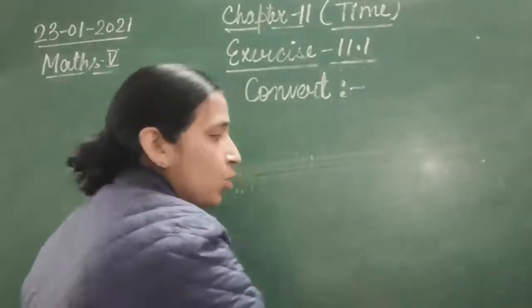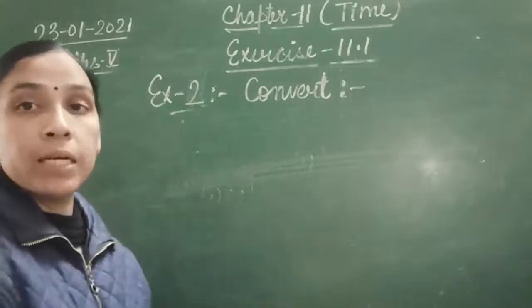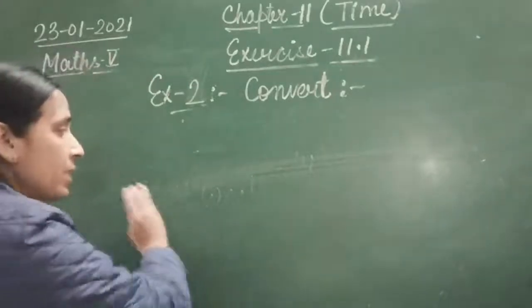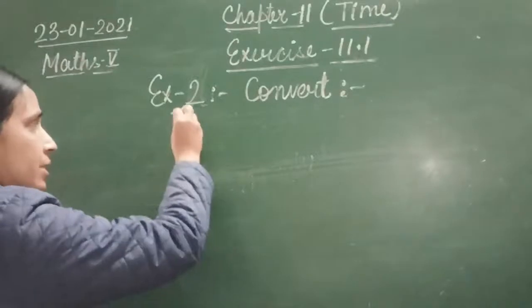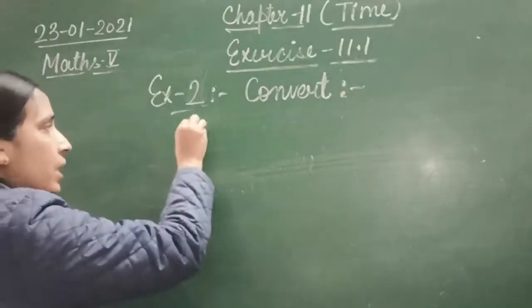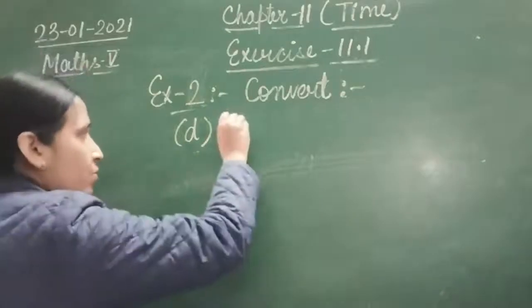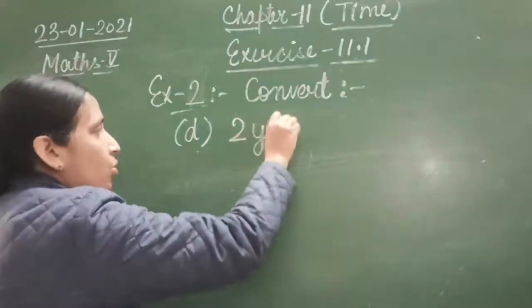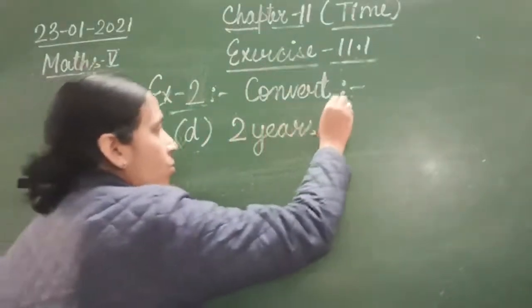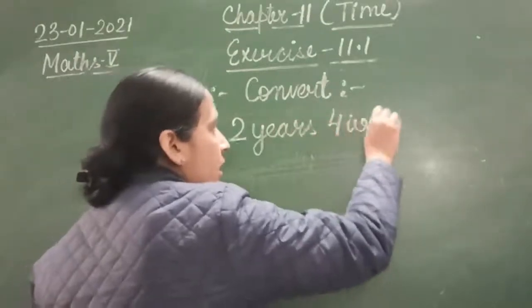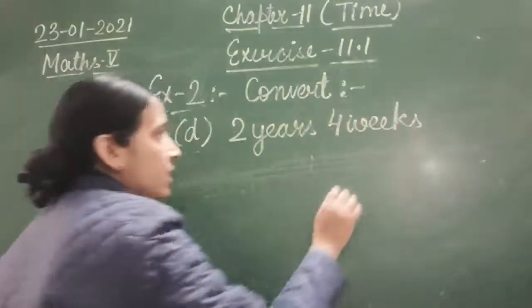Wherever you require to find the relation between 1 year and weeks, you can use it. So we'll start with the D part, that is 2 years, 4 weeks. Now you are supposed to change it.